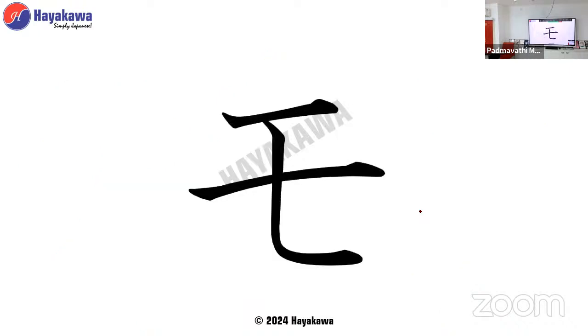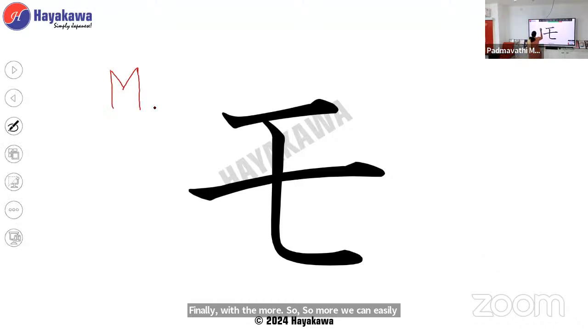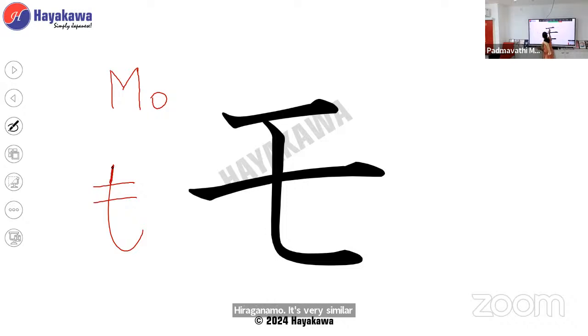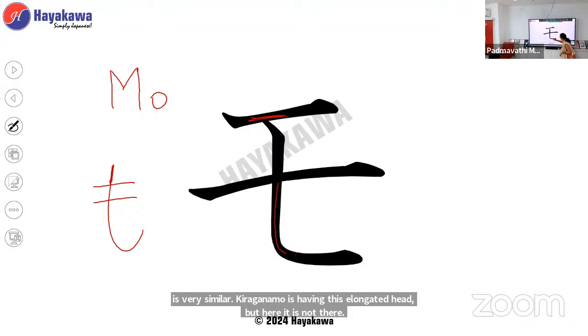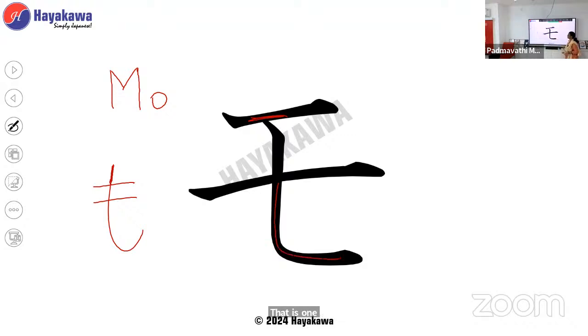Finally, with the mo. So mo, we can easily compare it with the hiragana mo. This is katakana mo. You compare it with hiragana mo, it is very similar. Hiragana mo has this elongated head, but here it is not there. That is one difference. The other difference is the shape of this katakana mo is flattened, whereas hiragana mo, you take it like U up. Right? So 1, 2, and flattened it.